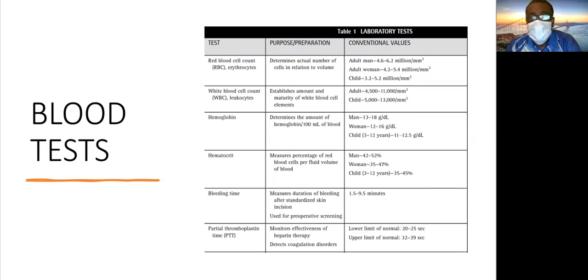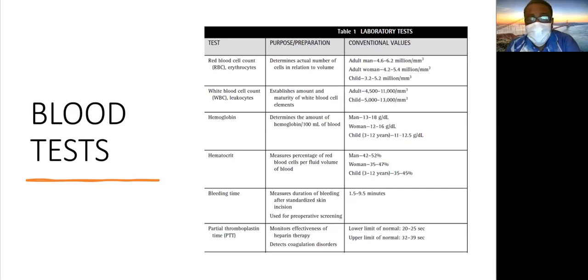Let's look at WBC count or your leukocyte count. Here you want to establish the amount and maturity of the white blood cell element. For adults, the level should be between 4.5 to 11 times 10 raised to the power 9 per liter. For children, it should be between 5,000 to 13,000 per millimeter cubed, or 5 to 13 times 10 raised to the power 9 per liter. Depends on which values you are looking at, if it's conventional or international values.